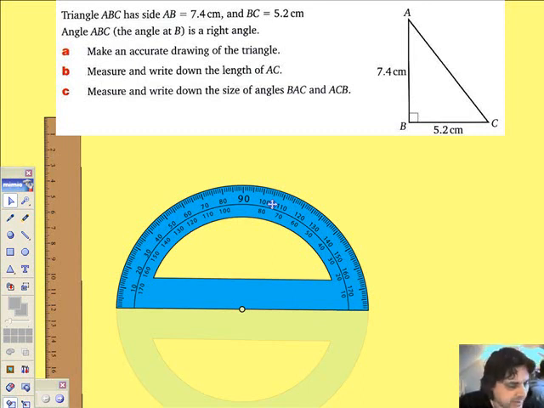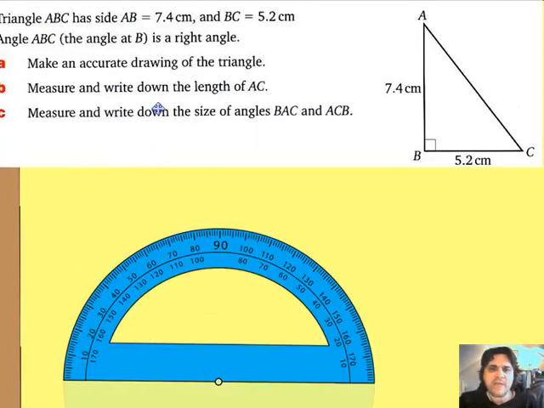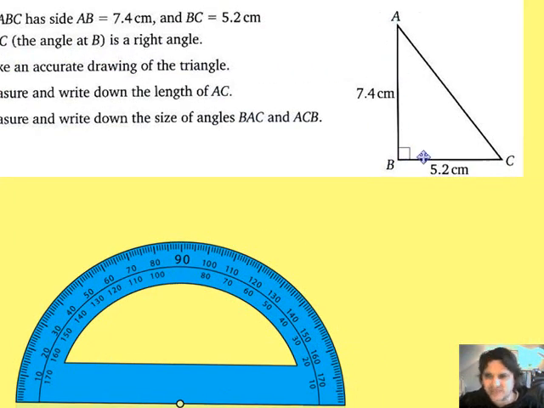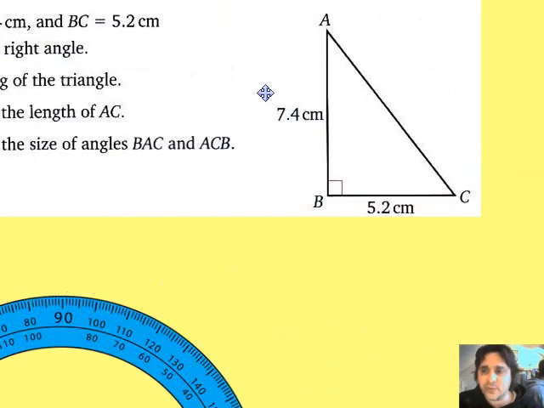This is 16.1, page 240, 241. What we've got up there is question 2. It says triangle ABC has side AB 7.4 and BC 5.2. There it is. ABC, the angle of B, in other words, the one in the middle, is a right angle. Basically, they've just described that story. I've got to make an accurate drawing of the triangle. Nothing to do with loci yet, but again, we just have to review our drawing skills.